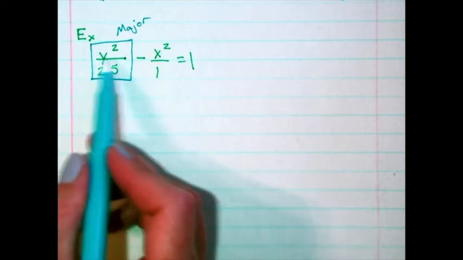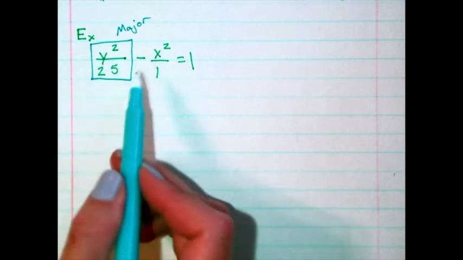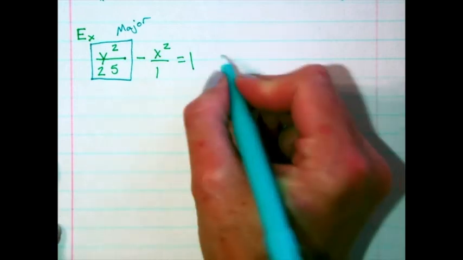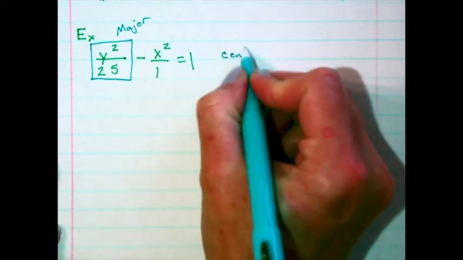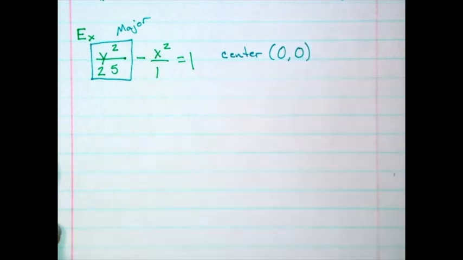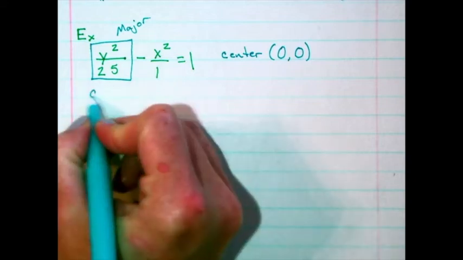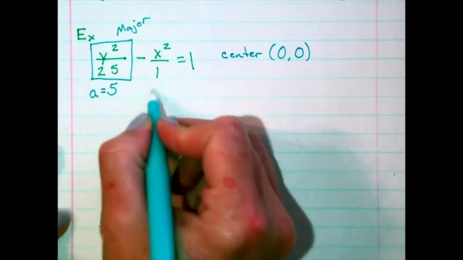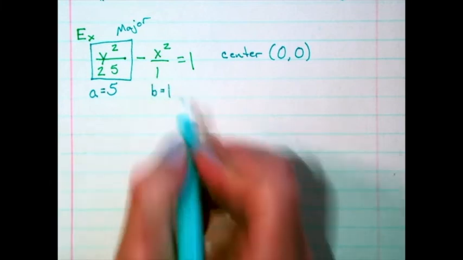In this case, remember h comma k is always the center. These don't have anything being added or subtracted. So the center for this one is going to be the origin. It's going to be right at 0, 0. The a value here is always the square root of what's here, so that's 5. B is 1.